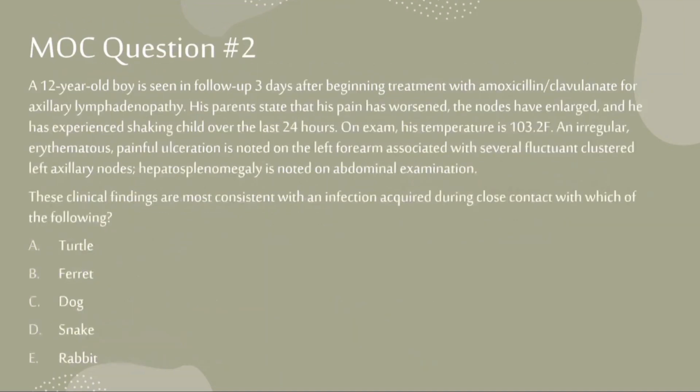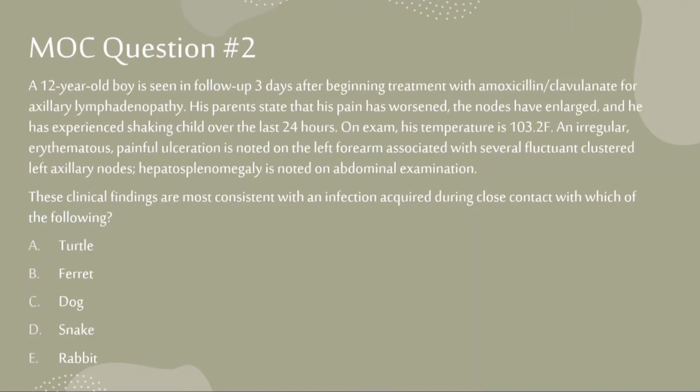Question number 2: you have a 12-year-old boy seen in follow-up after beginning treatment with amoxicillin clavulanic acid for axillary lymphadenopathy. His parents state that his pain has worsened and the nodes have enlarged. He's experienced shaking and chills over the last 24 hours. On exam, his temperature is 103.2, and he has an irregular erythematous painful ulceration on the left forearm associated with several fluctuant clusters of left axillary nodes. He also has hepatosplenomegaly. Which of the following is consistent with this infection?